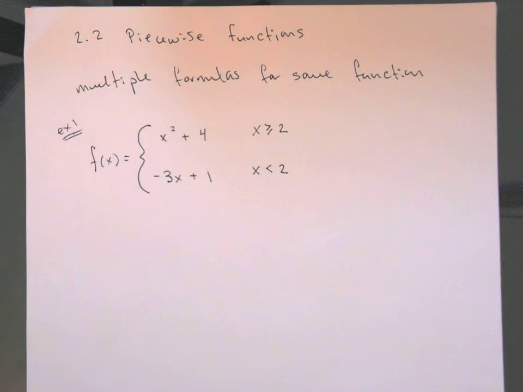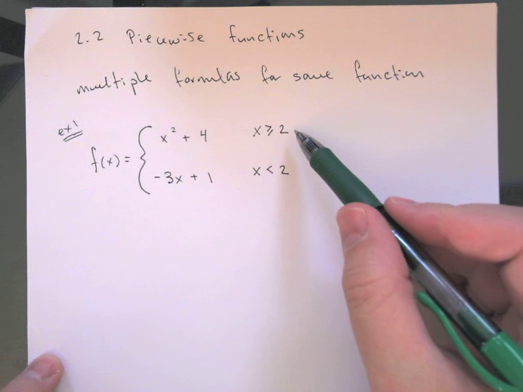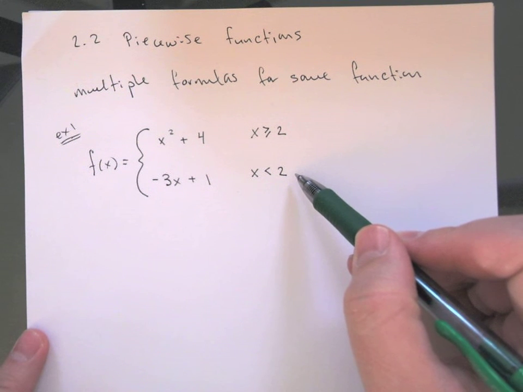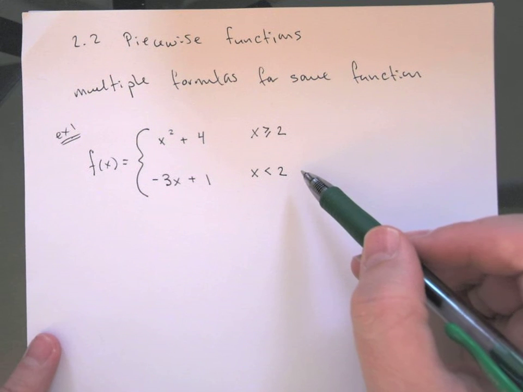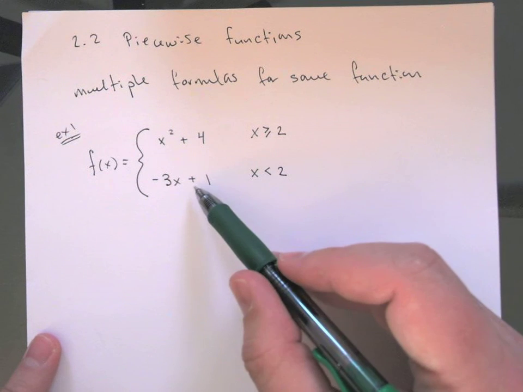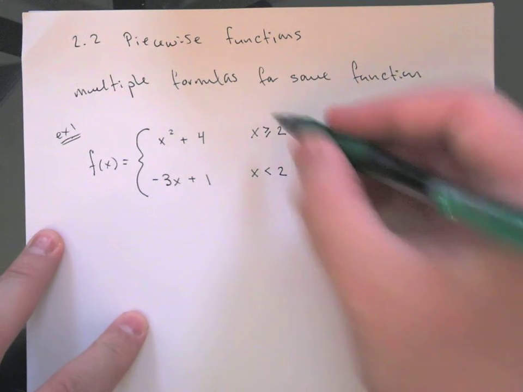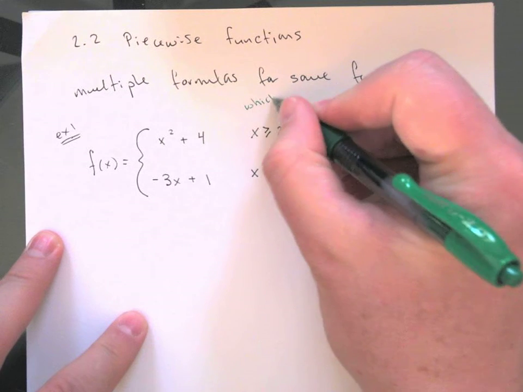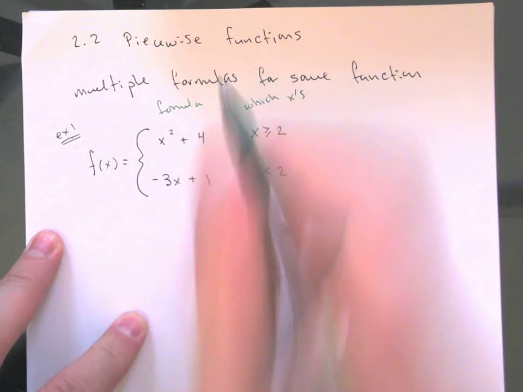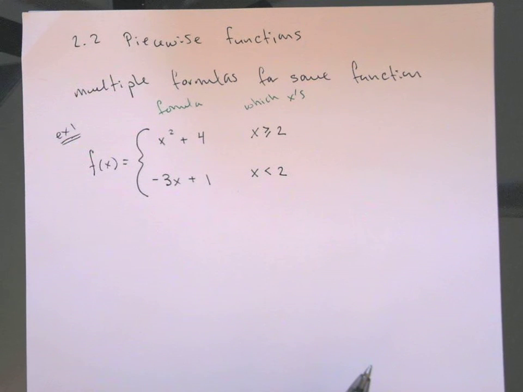So equal to 2 is specifically defined to go into the top formula. Anything that's less than 2, including things that get close to 2 but don't hit it, 1.95, 1.995, 1.999, that's not repeating, all those different numbers are going to be less than 2, and they're going to go into this second formula. So on top is which x's, and then this is our formula.